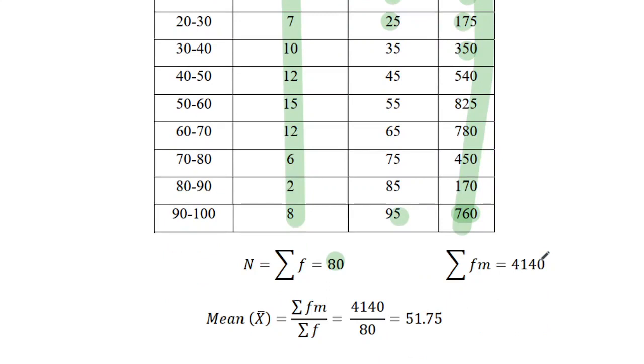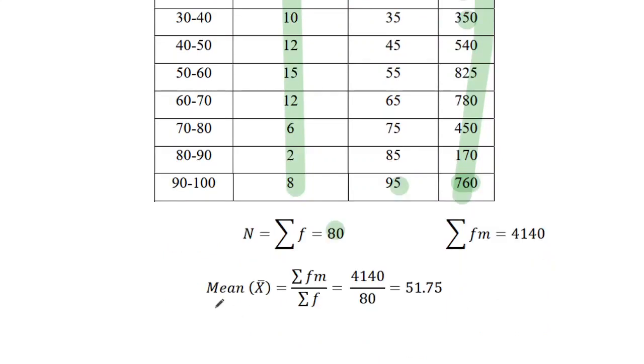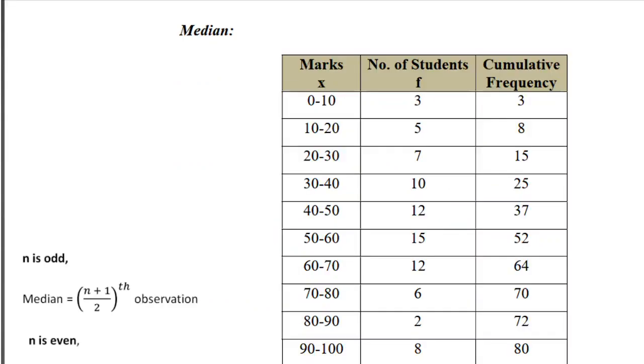So now we calculate the mean by substituting these values in this formula. Mean, denoted by x bar, equals sigma fm by sigma f, that equals 4140 by 80. So finally we get the mean of the given problem as 51.5. Now find out the median for the same problem.